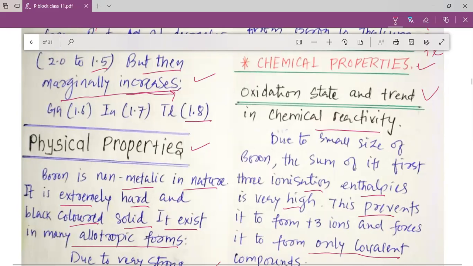We have even seen that in the trivalent state, most of the compounds which are covalent in nature undergo hydrolysis. When they undergo hydrolysis, they form M(OH)4 minus kind of complexes. For example, BCl3 undergoes hydrolysis to produce B(OH)4 minus complexes. Aluminum can make Al(OH)4 minus complexes.